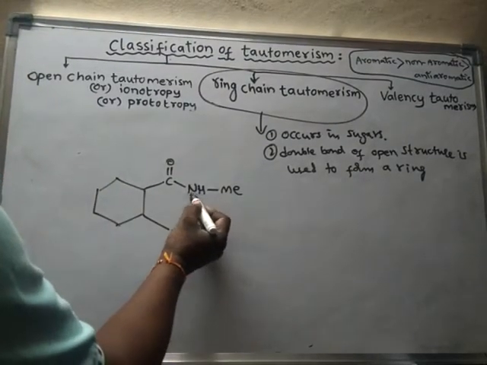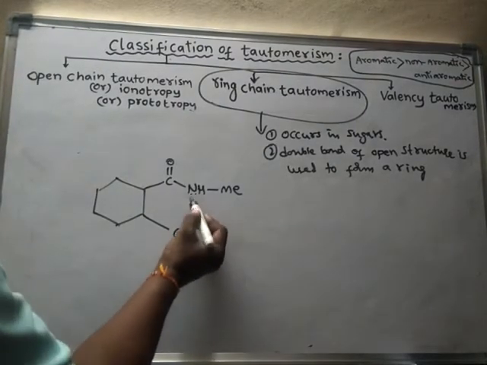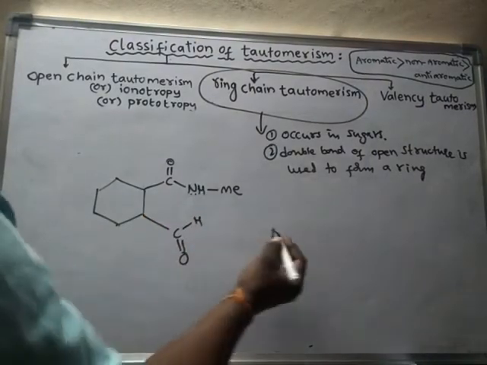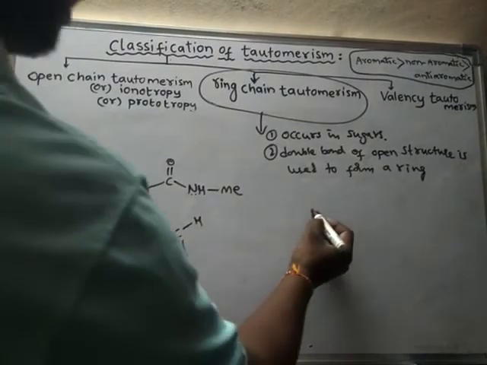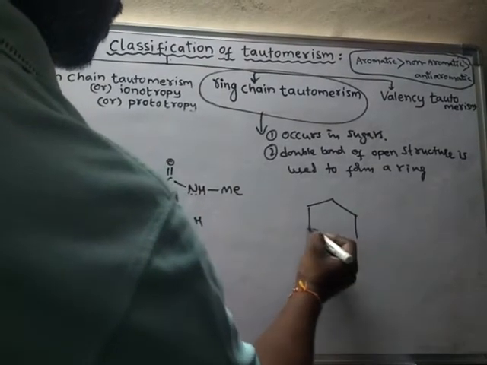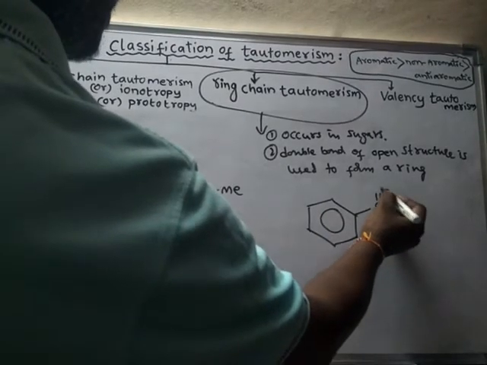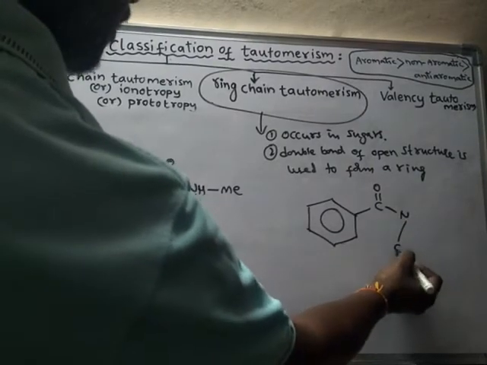Here, between this nitrogen and this carbon, a bond is formed. A bond is formed between carbon and nitrogen. So what happens? Actually, this is a ring. This ring is already present. This is the amide, so between nitrogen and this carbon, a bond is formed.